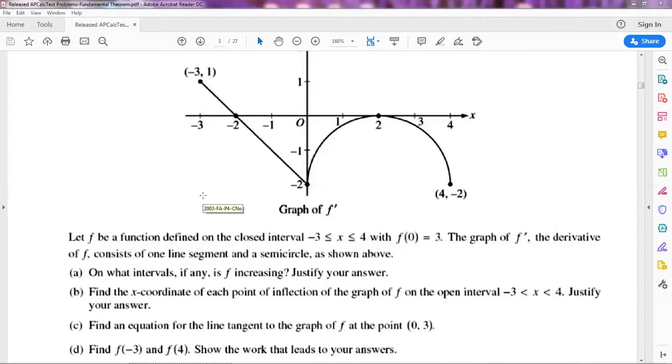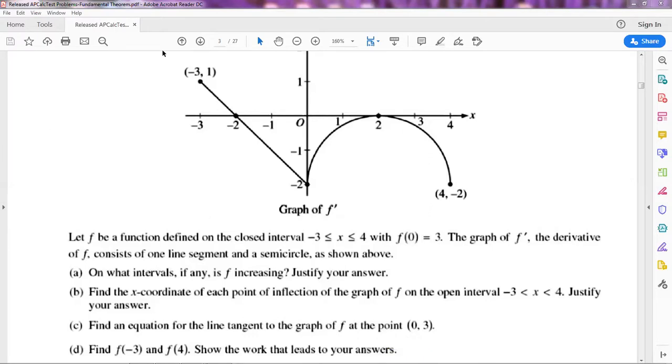Okay, let's see. Next question. Part V: Find f(-3) and f(4). Show the work that leads to your answer. Here is a point that is going to be important, because now you have to get values of the function without knowing the function. You need to find f(-3) and f(4), and the only thing you know is f(0) is 3. It's the only thing you know, correct?